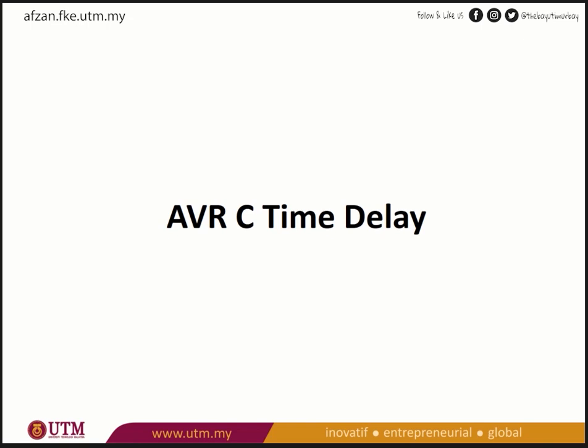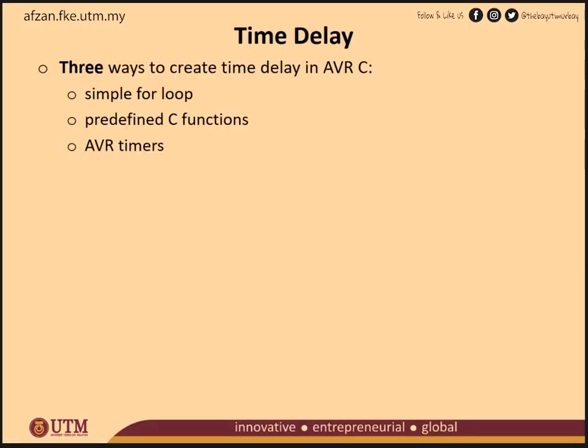Okay, so now we'll continue with how to write a time delay by using C programming. There are three ways to create a time delay in AVR C programming. The first one is using a simple for loop, which means you do a looping in order to create a delay. The second one, you can use the predefined function, the delay function that is already created in the C library.